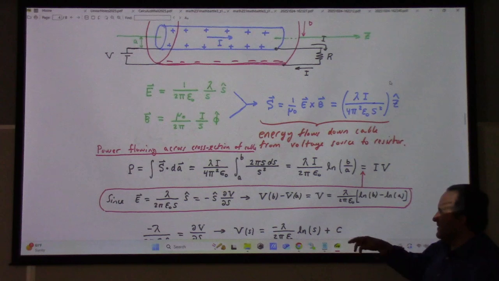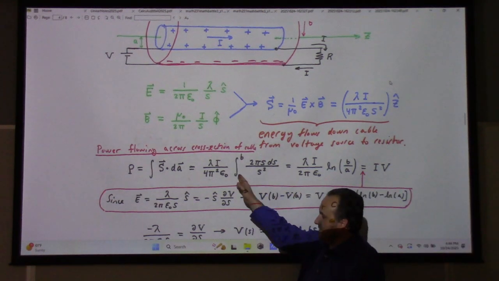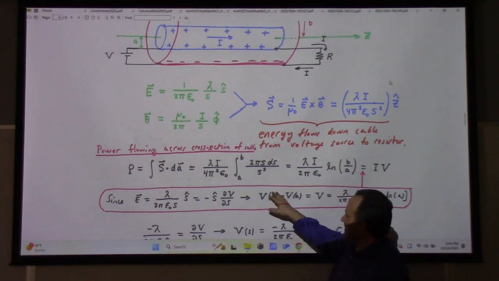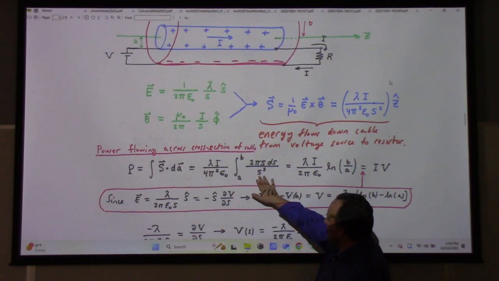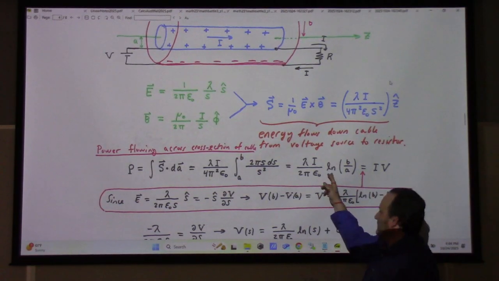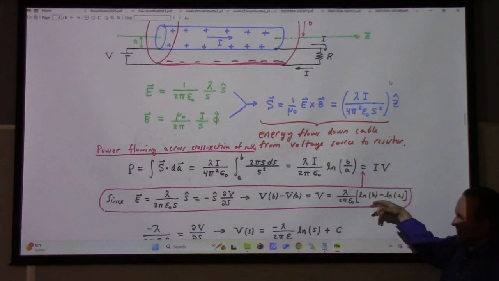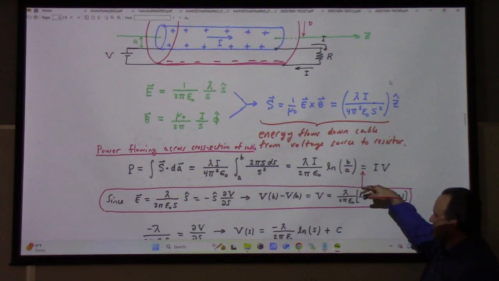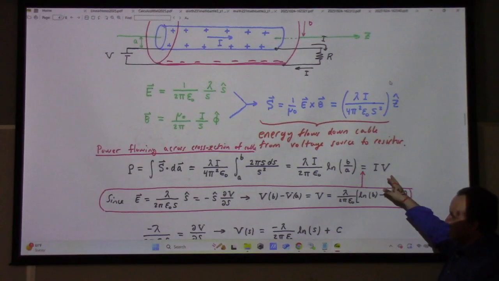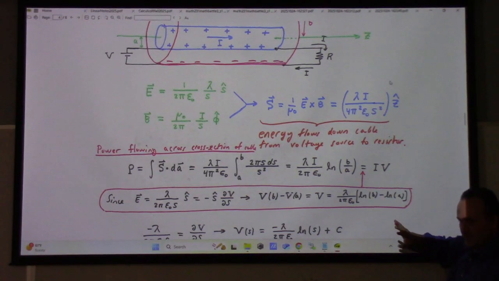If you want to, we could go back to a double integral and work out the details, but I think this is okay. And so the s's cancel, and that gives us a log of a difference, excuse me, a difference of logs, which is the log of the quotient rather. And this is IV. Now, why is that IV? That's not immediately obvious, I don't think.